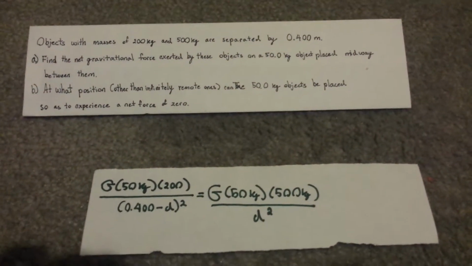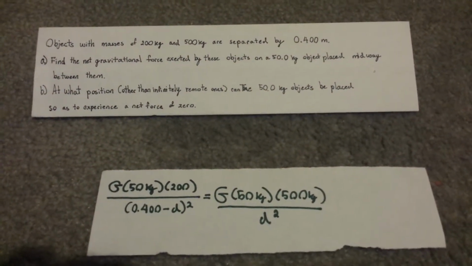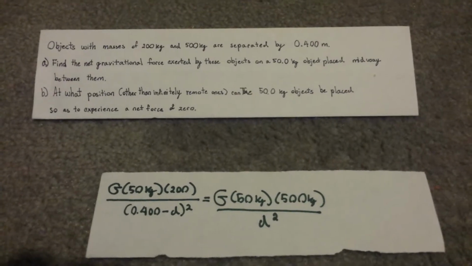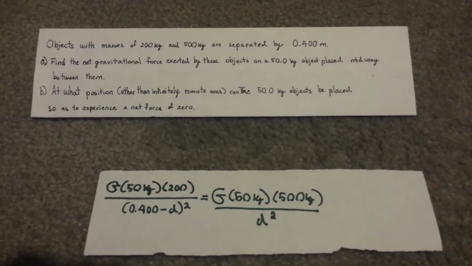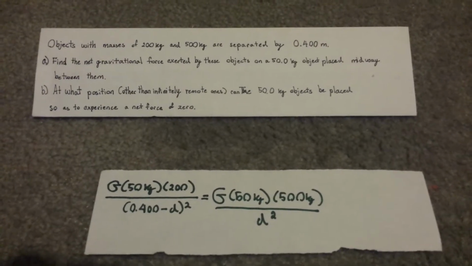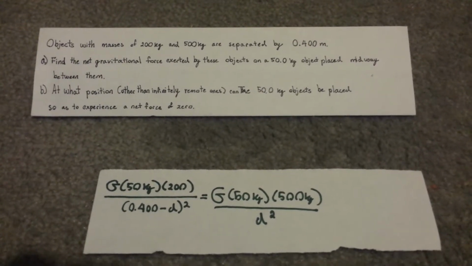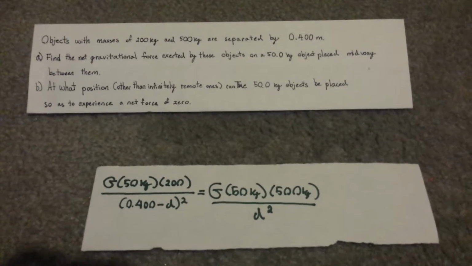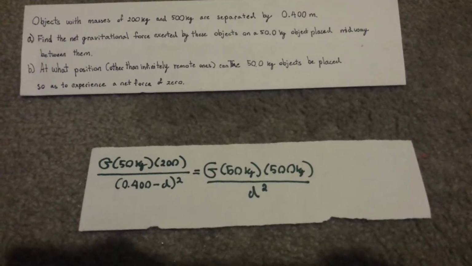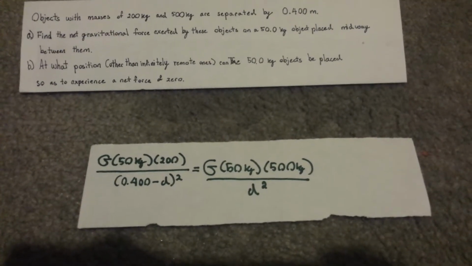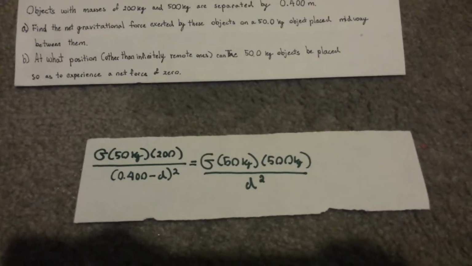Question B is: what position, other than an infinitely remote one, can the 50 kilogram object be placed to experience zero net force? For an object to experience zero net force, the two forces have to be in equilibrium. This is the reason why we set the gravitational formula for object 1 and object 2 equal to each other.